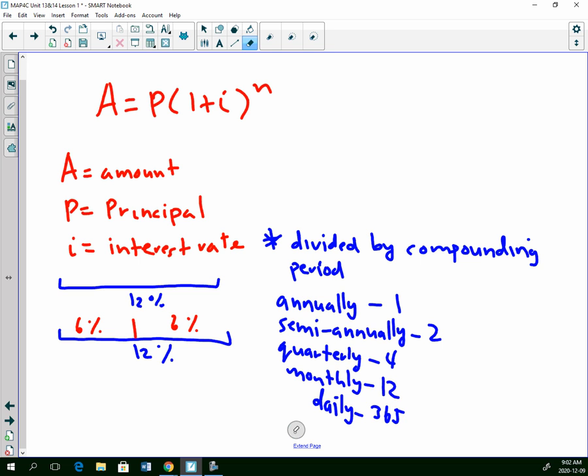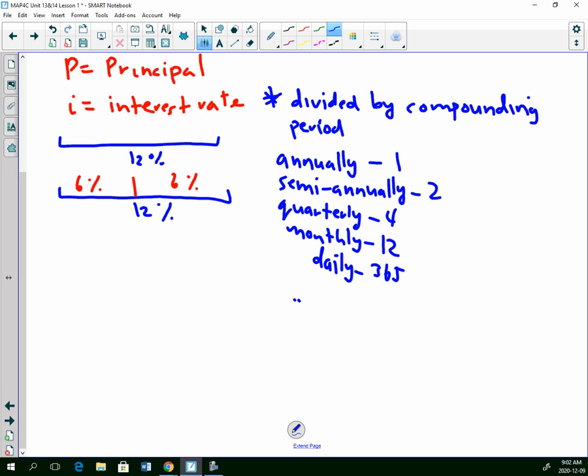If I got that same 12% quarterly, so by the end of the year, I have to get 12%, but I'm getting it quarterly, so every 3 months, right? Then that 12 is going to be divided by 4. So that means every 3 months, I'm going to get 3%, so that by the end of the year, I get my 12%, okay? So that's the most important thing with the I.